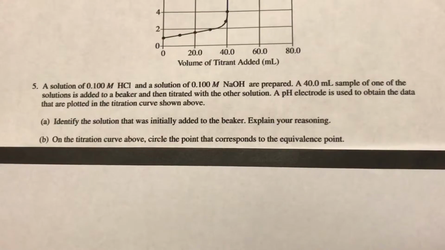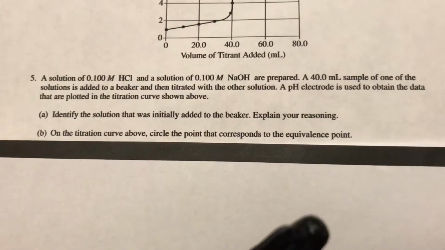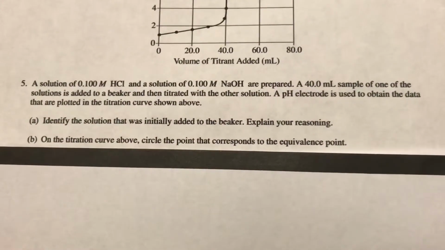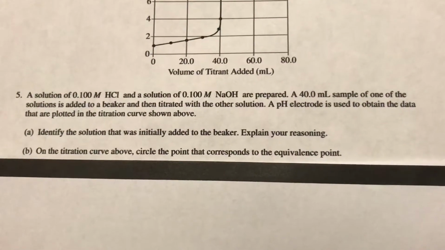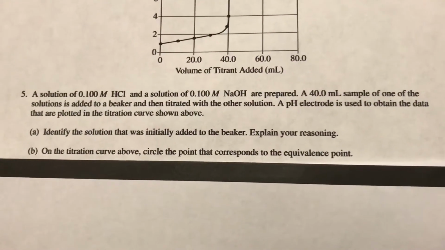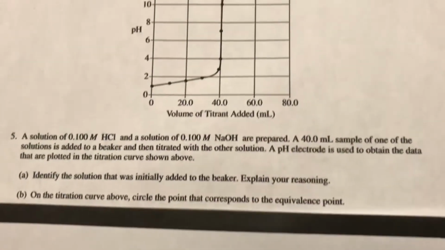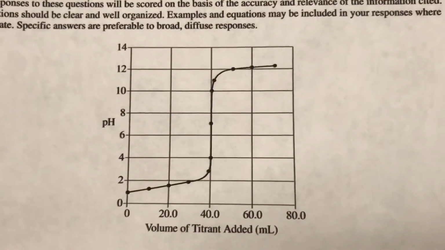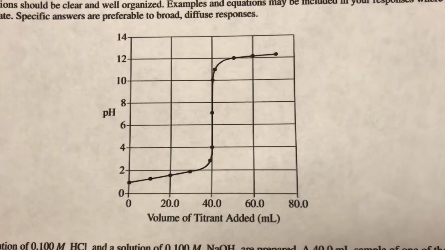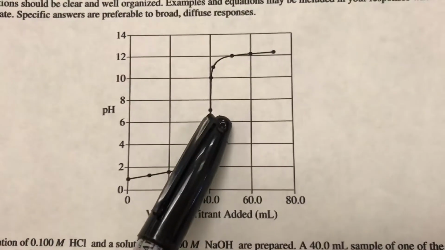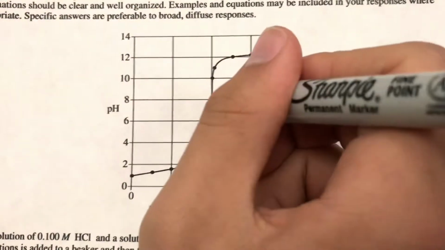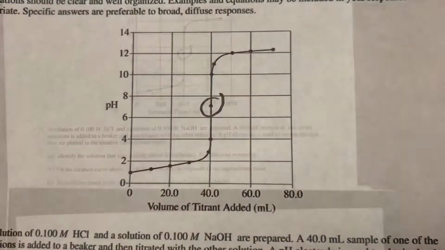B. On the titration curve above, circle the point that corresponds to the equivalence point. So the equivalence point for a strong acid, strong base titration is always at a pH of 7. So if you look at the graph above, you find that the pH of 7 is on the coordinate point 40 milliliters and 7. So it will be this point right here.